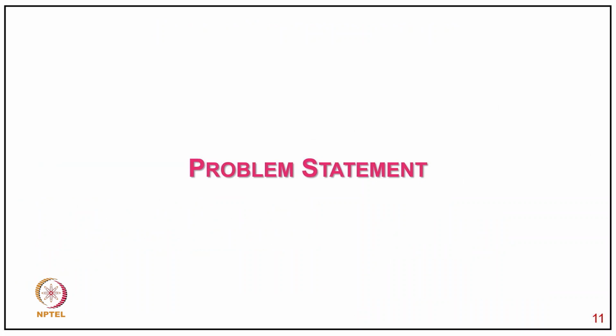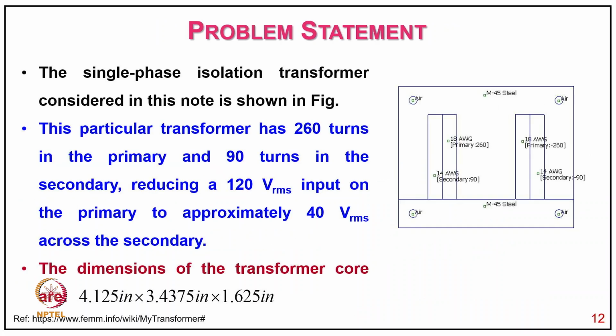defined in MATLAB or Python. Now coming to the problem statement: the single phase isolation transformer is considered as shown in the figure. As you can see in purple, the turns as well as the material are typically of a paramagnetic core. This particular transformer has 260 turns in the primary and 90 turns in the secondary, producing, with a 120 volt input to the primary, approximately 40 volts across the secondary. The dimensions of the transformer core are 4.125 inch by 3.4375 inch by 1.625 inch.